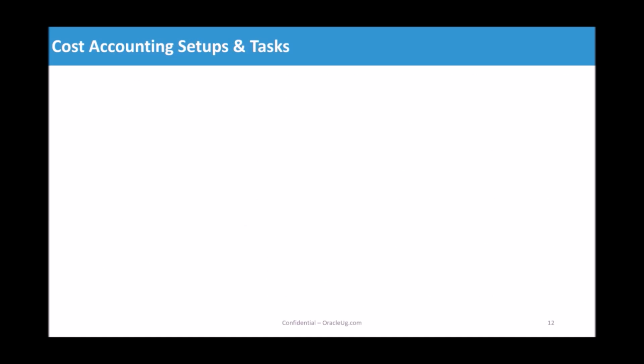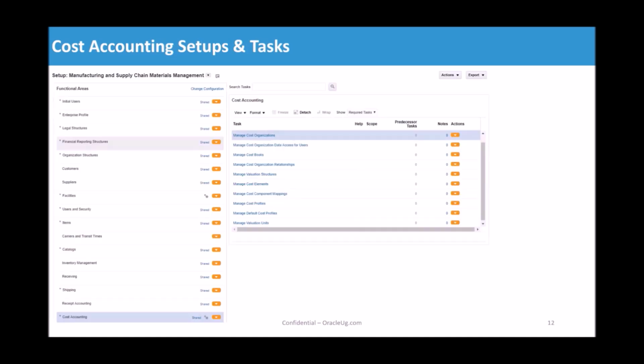Okay, next we'll see the various cost accounting setups and tasks. So this is, I think, a form I have already shown. To create the setups related to cost accounting, you need to go to Manufacturing and Supply Chain Materials Management setups. And here, towards the bottom, you see Cost Accounting. In Cost Accounting, on the right hand side, you see all the tasks. Here you see the required tasks. If you click on Show All Tasks, it will show you all the tasks as part of cost accounting.